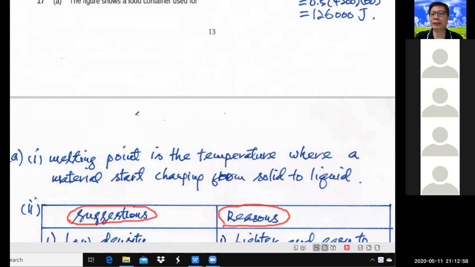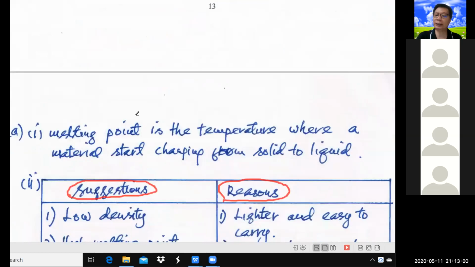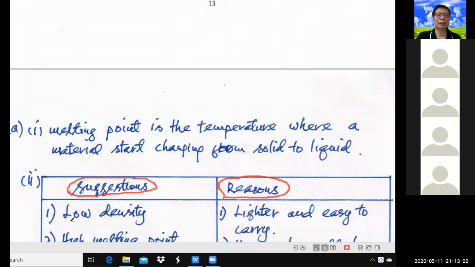So the first one is density. We choose low density material. Then you write the reason: because the container is lighter and easy to carry. Please jot down the answer. Low density material will make the container lighter, so easy to carry. Correct? Okay, the second part is melting point.